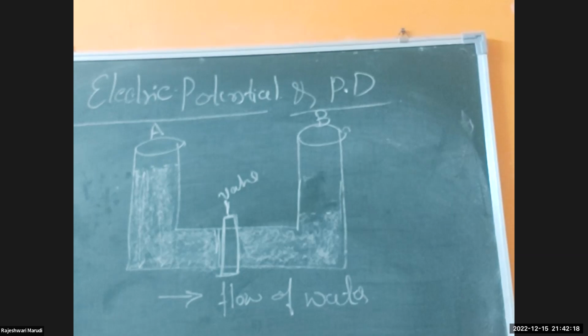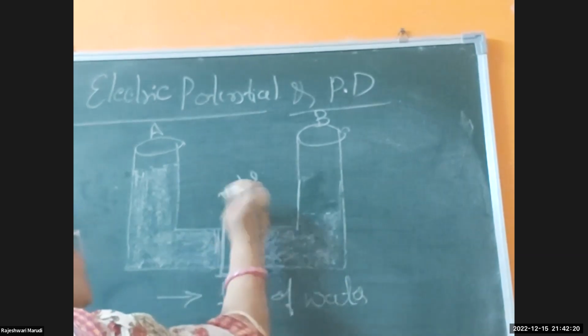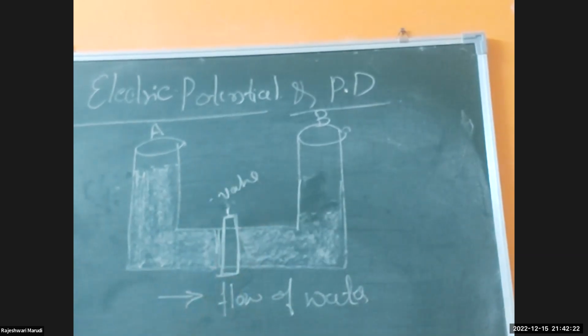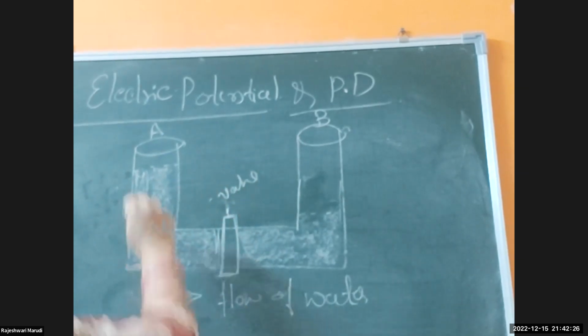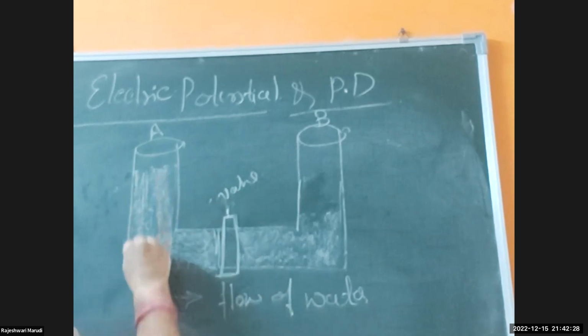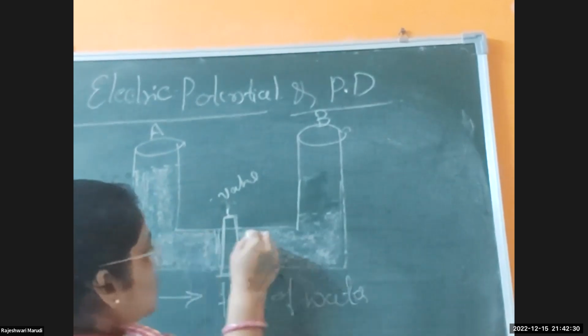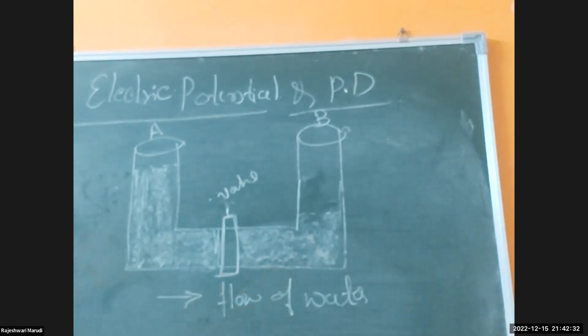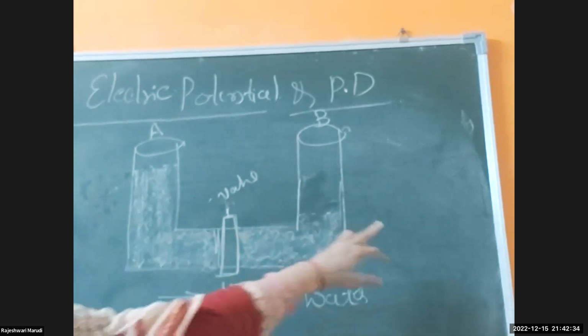So when I start the wall, what happens? I have kept the wall closed. Now I open the wall. So what happens here? The water which is present in the arm A starts to flow. It starts to flow from A to B.